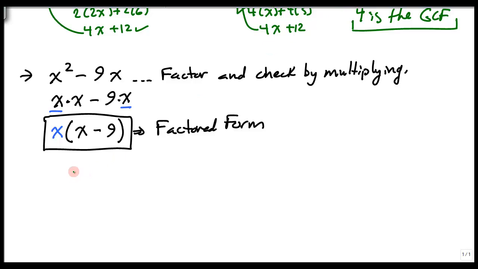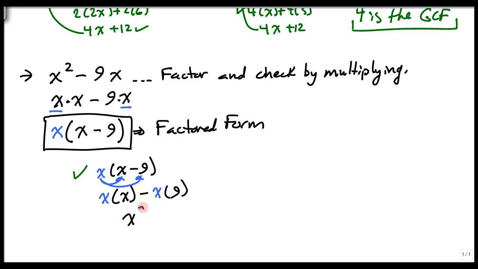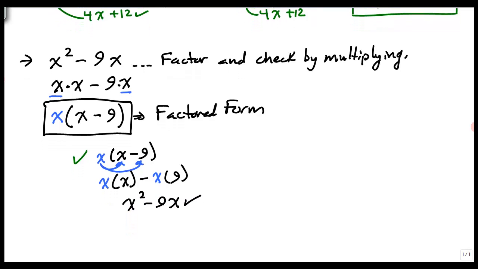Now over here, let's go ahead and check it though. Let's take this x times the quantity x minus 9. The way we'll do that is we'll take the x and distribute it to both terms in the binomial, and I'll be left with x times x minus x times 9. So again, that's taking x times x, here's the minus sign, x times 9. Now if we multiply this out, I get x squared minus 9x, which is exactly what we started with, so this checks. So these are the types of problems that we're going to be looking at.